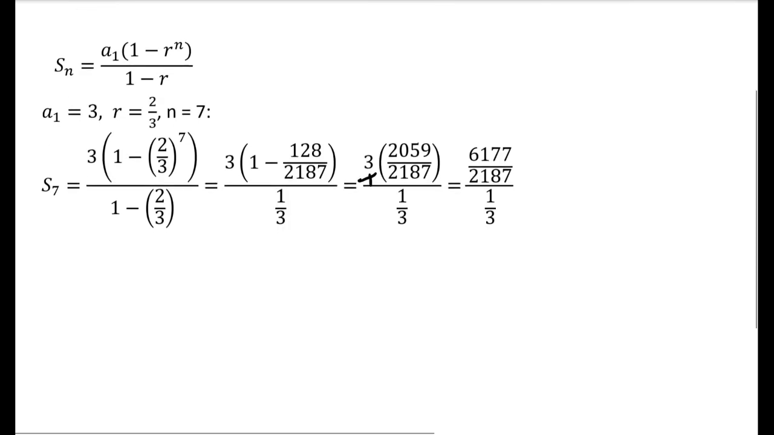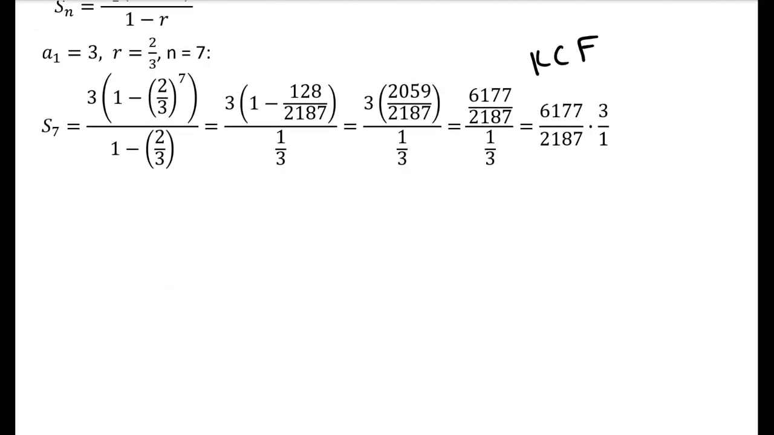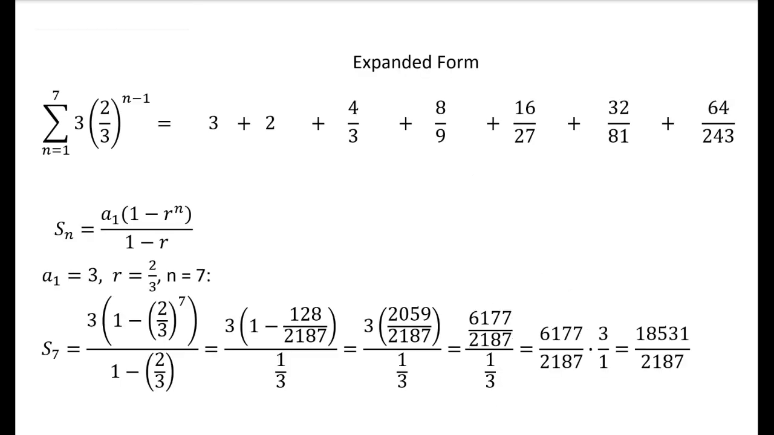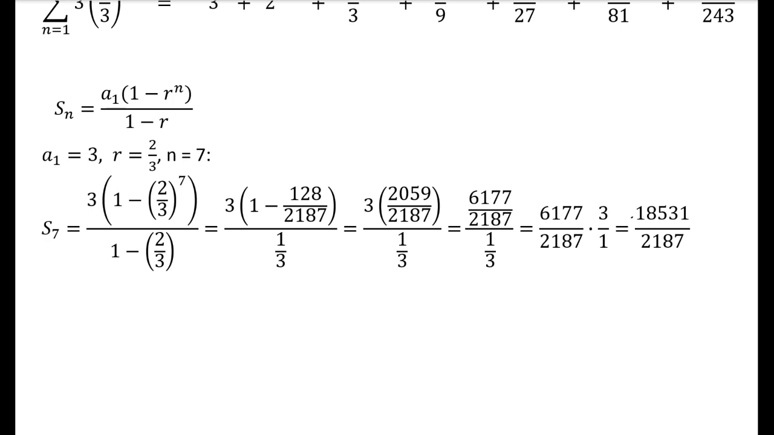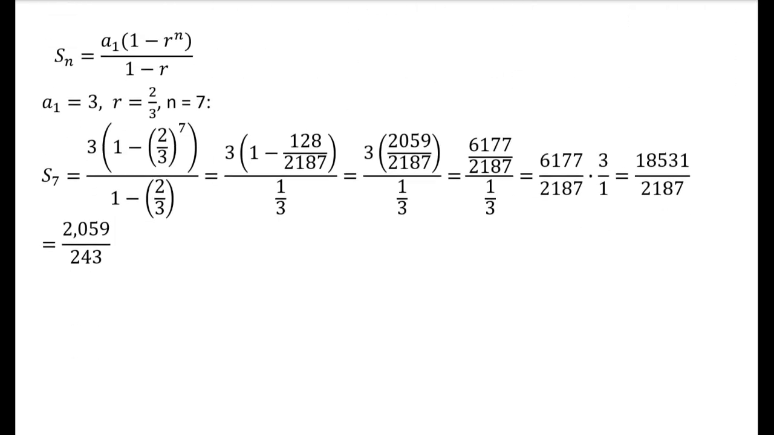So 3 times 2187 is 6561. 1 times 2187 is 2187. And then remember the keep, change, flip, right? So you keep that, you flip that, and then that changes to multiplication. So then we multiply straight across, and we get that fraction. This times that is that. This times that is that. And then we went ahead and reduced that by dividing by whatever they have in common. So this right here is my sum.